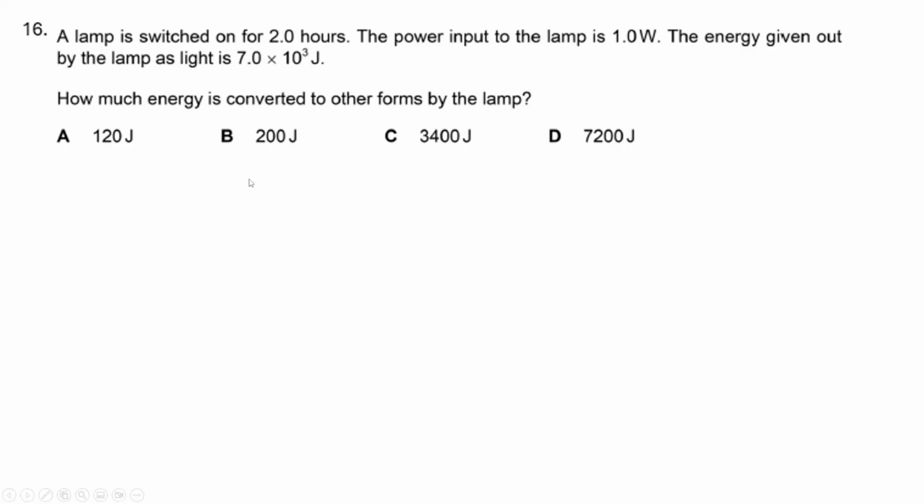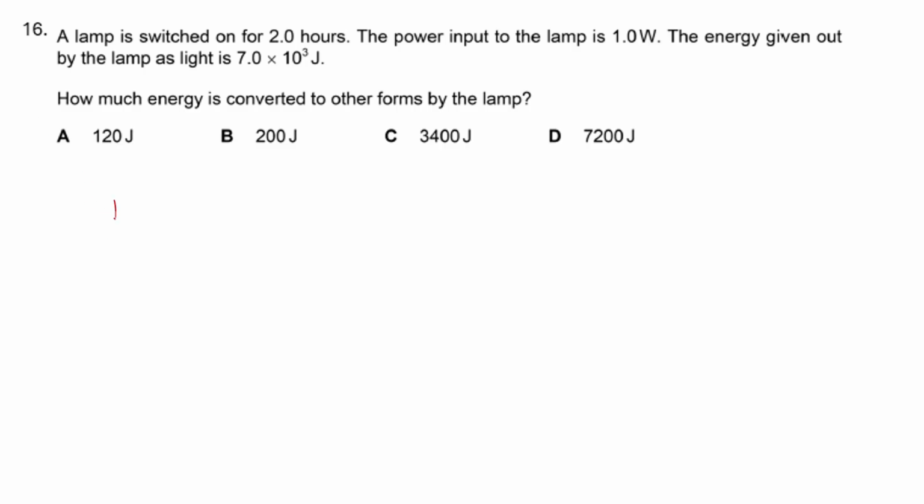Okay, for 16, a lamp is switched on for 2.0 hours. The power input to the lamp is 1.0 watts. The energy given out by the lamp as light is 7.0 times 10 to the third joules. How much energy is converted to other forms by the lamp?